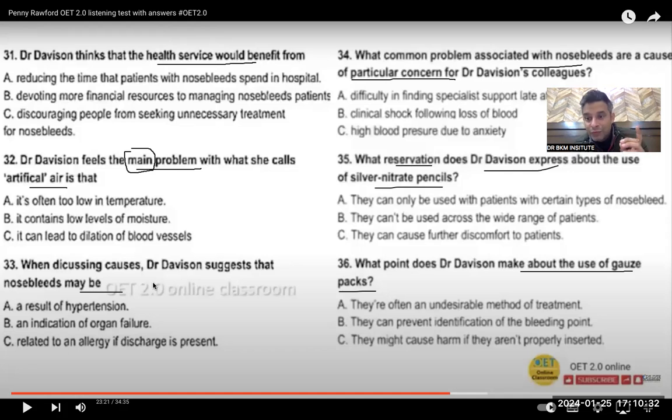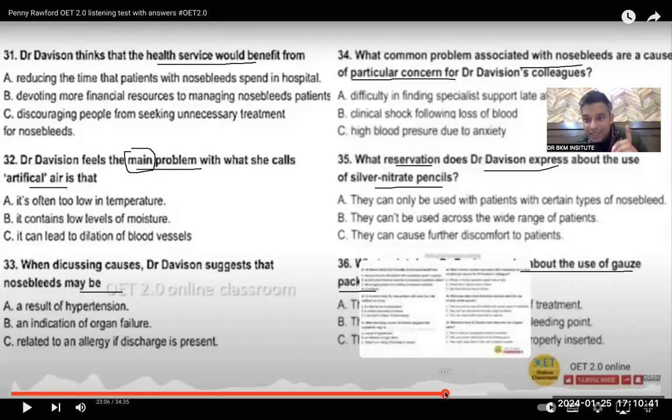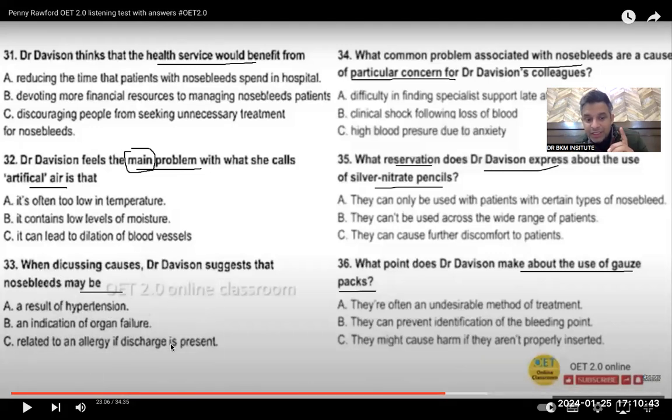So now I want to focus on nosebleeds, maybe hypertension, organ failure, or allergy. And with allergy, they have given an extra word, if discharge is present. So allergy alone will not help the answer. Discharge should also be present.